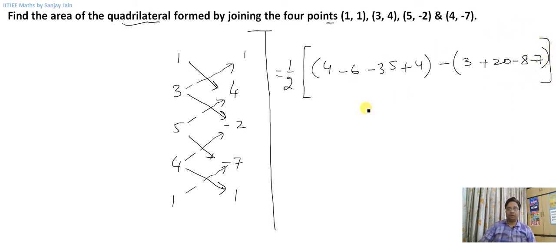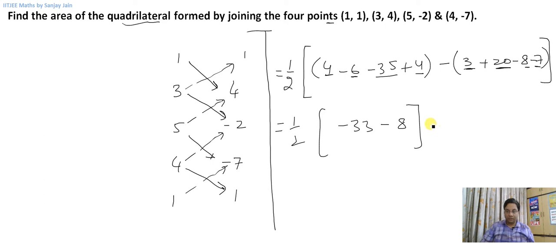So what have we got? This is 1 by 2. This is 4 and 4, 8, minus 6, 2, minus 35, minus 33. From here I'll have minus 8 minus 7, so minus 15, plus 5 plus 3, 8, so effectively it is minus 8. You can do your calculations yourself, right? So this is minus 41 and divided by 2.